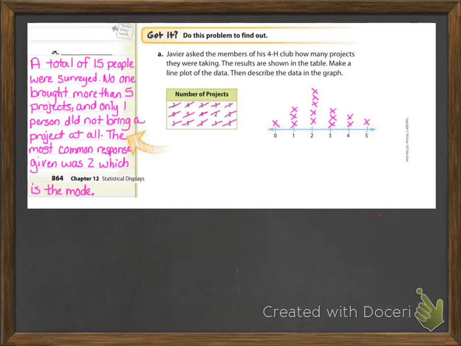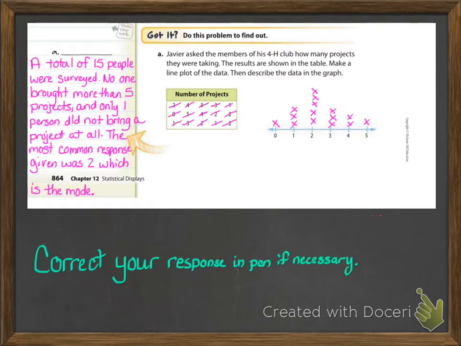So notice how we talked about how many total people were there, what the most number of projects was, how many people brought the most number of projects, which was 5, how many people brought 0. So you can kind of get the idea on this one. All right. So correct your responses in pen if you need to, if necessary. Remember, we're going to have to do a lot more writing in this chapter and actually produce our writing.